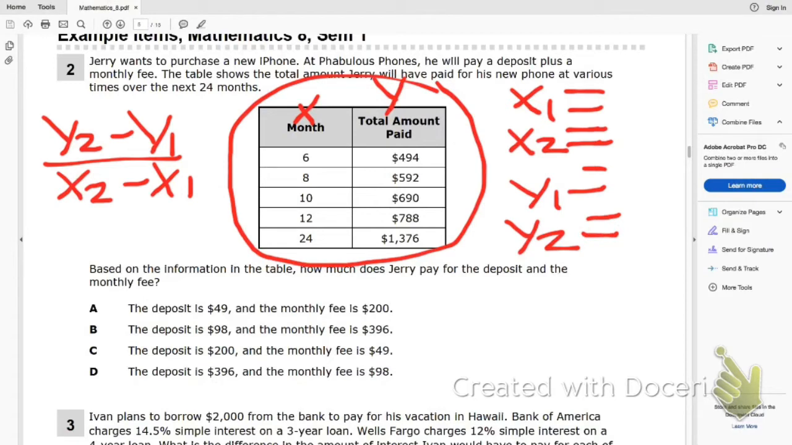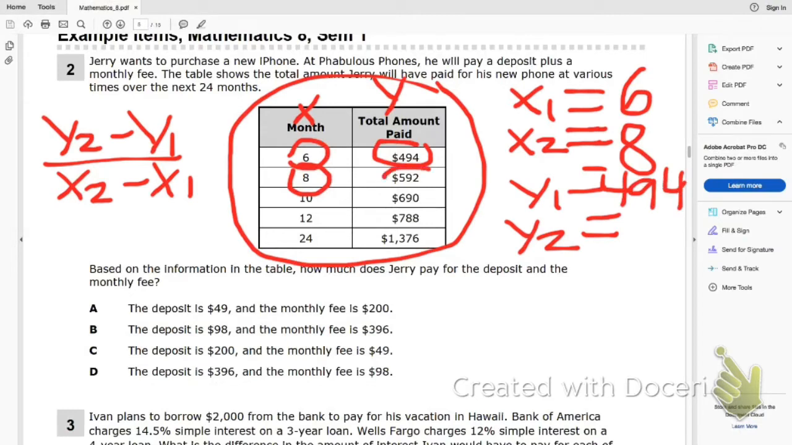Okay, the first X you should see is 6. Doesn't matter which numbers you use, but it's easier to use the first 4. The second X you see is 8, and the first X you see is 6 because we read top down. The first Y you see is 494, and the second Y you see is 592. Now that you've listed them all out, you're going to plug all of this inside your formula.